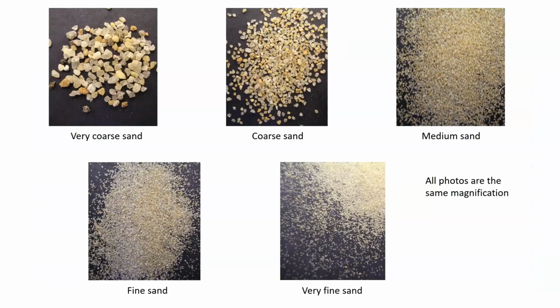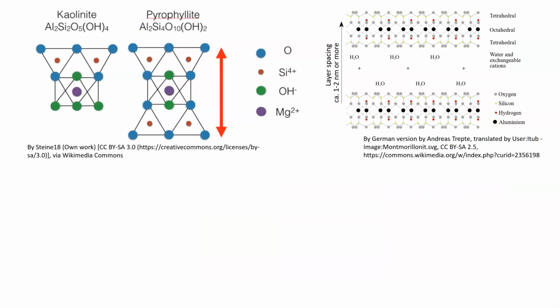When we're looking at soil particle sizes, this gives you a difference in sizes of a very coarse sand, a medium sand, a fine sand, and a very fine sand. All of these photographs were taken at the same magnification. You can see the very coarse sand looks like boulders compared to the very fine sand, which looks very gritty. All of these are different types of sands. When we look at clay, clay has a structure like this.